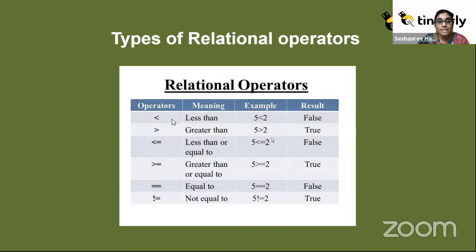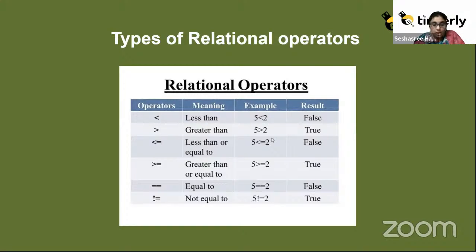The next symbol is greater than. It is written like this, the opposite of the less than. So is 5 greater than 2? Yes. Obviously, I have more, 5 is more than 2. So 5 is greater than 2. It is true. And less than or equal to. As it mentions, it has both the symbols. Either it can be equal or less.